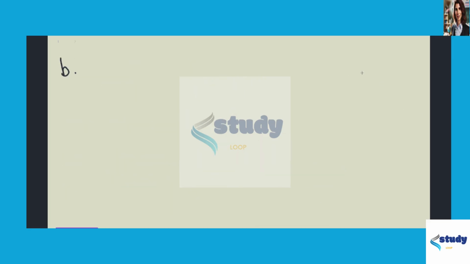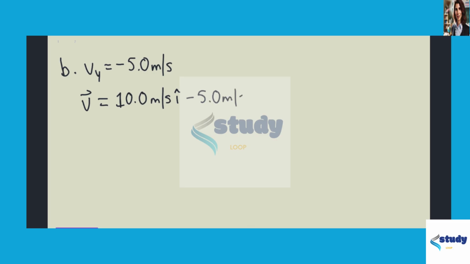For part B here, the only change would be going downward. So now Vy would be equal to negative 5.0 meters per second. So here, the velocity vector would be 10.0 meters per second i hat minus 5.0 meters per second j hat. However, here the magnitude, because the absolute value of both of the components are exactly the same, is also going to be the exact same.